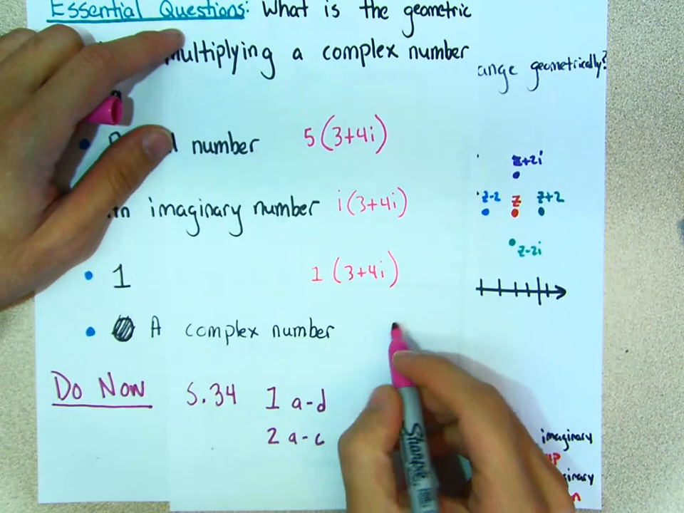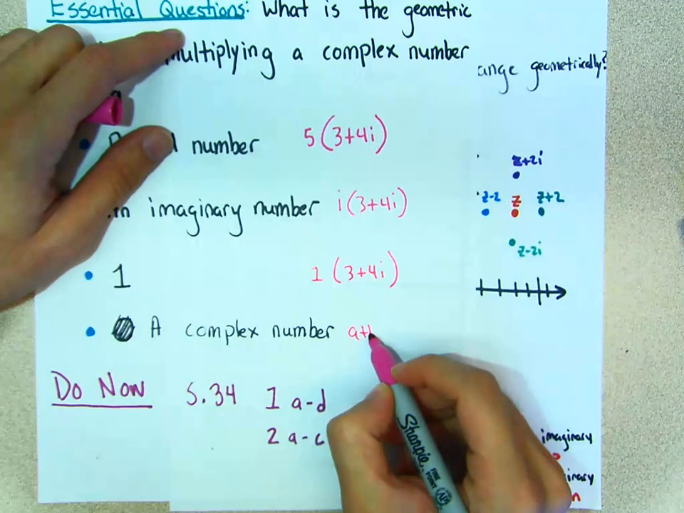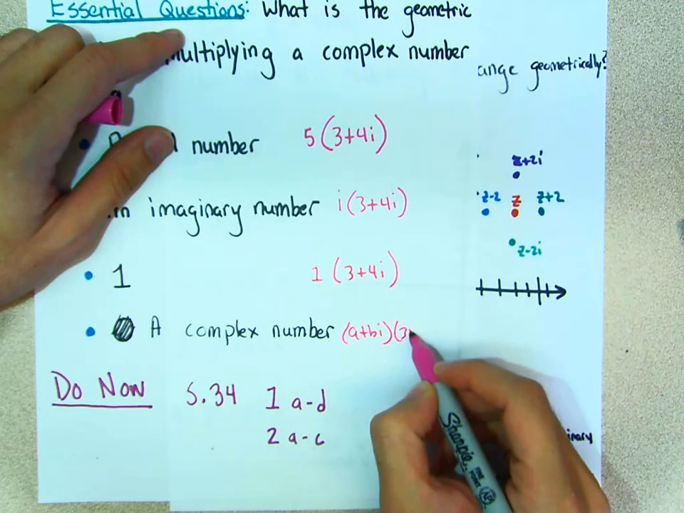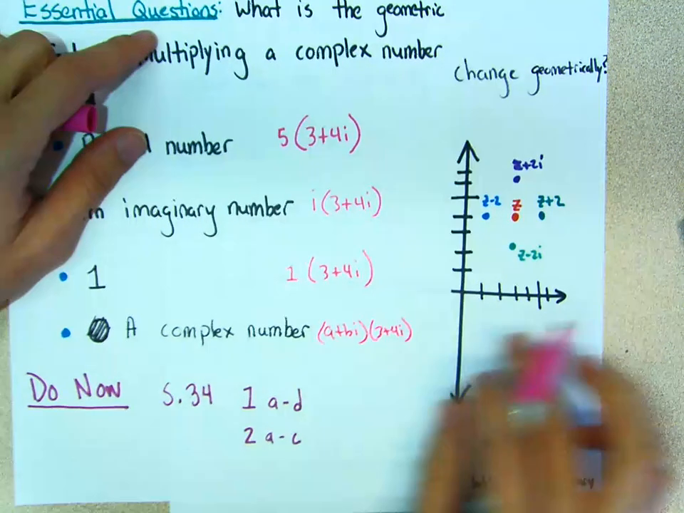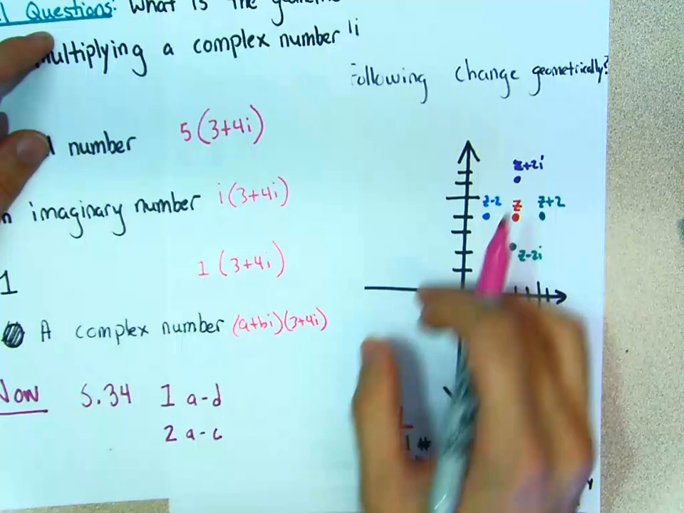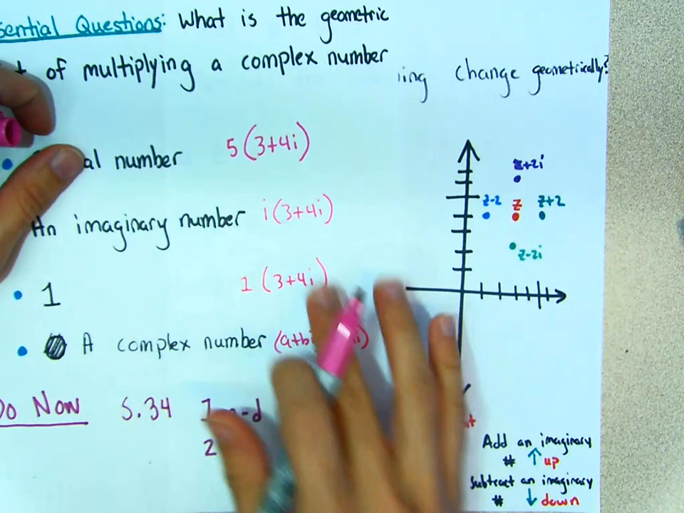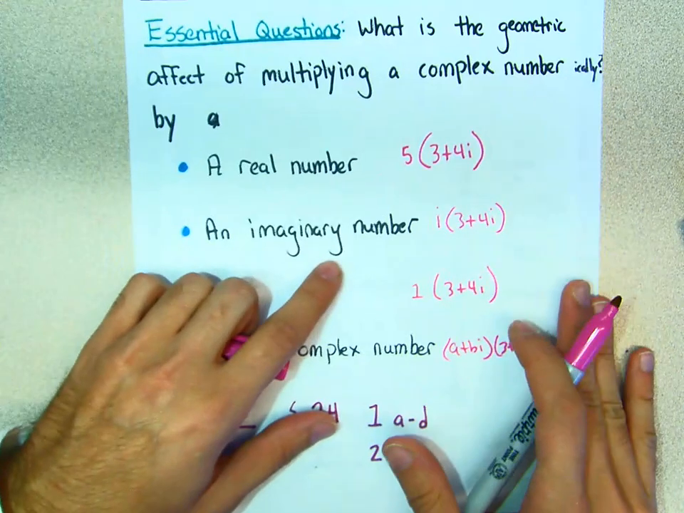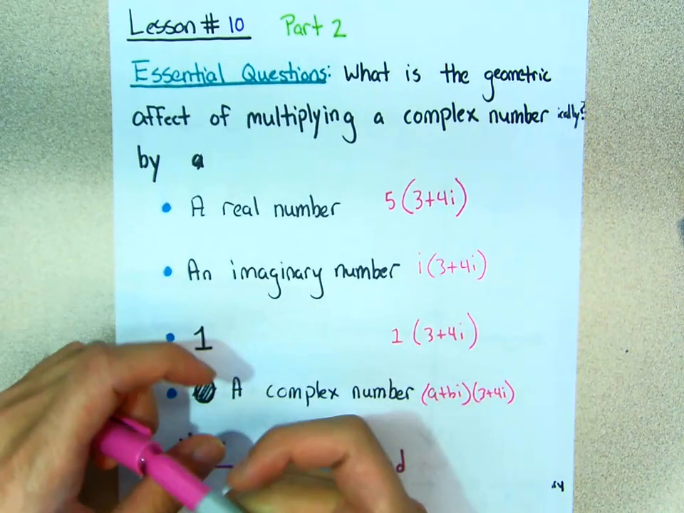And what happens if I take some a plus bi, a complex number, and I multiply it by 3 plus 4i? What is the geometric effect of multiplication within the complex plane? That's the idea for lesson 10, and that's the things we're going to explore.